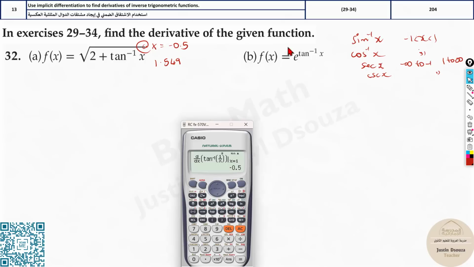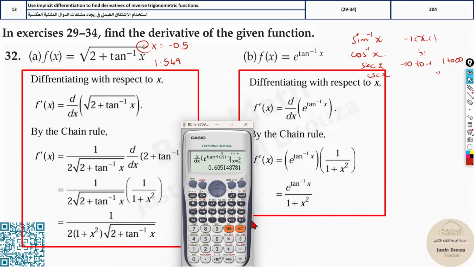Now I'll do this one over here. Shift ln gives you e, but look here, I need to derive this. So shift dy by dx. Now I need to press e to the power tan inverse of x. And I'll close the bracket over there, then done. Now since it's tan inverse, I can take any value. I'll take 0.605. I'm going to remember this, or you can write it down.